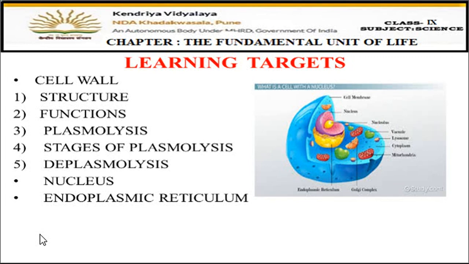So now we have to discuss the main parts of the eukaryotic cell. We have already discussed that there are three main parts: the cell membrane, nucleus and cytoplasm. We have already started with the cell membrane. Now today in this session we are going to discuss some more parts of the cell. So let us see what we are going to see today.